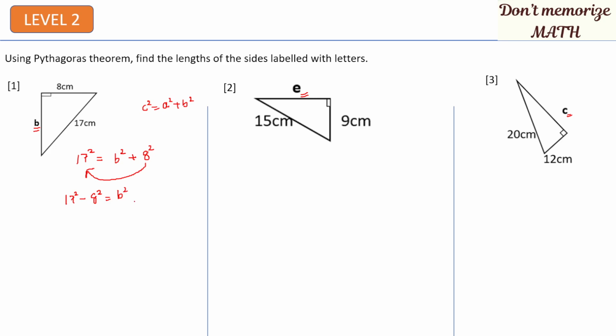If you don't have calculator, just take 17 square. 17 square is 289, minus 8 square is 64, equal to b square. So what is b square? 289 minus 64, just subtract, it will be 225. So b is equal to square root of 225, that is 15. Here all other sides are in centimeter, so b is equal to 15 centimeter.